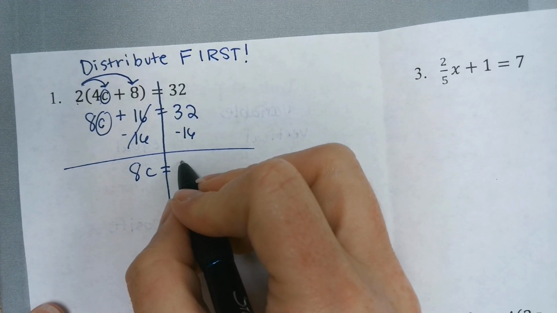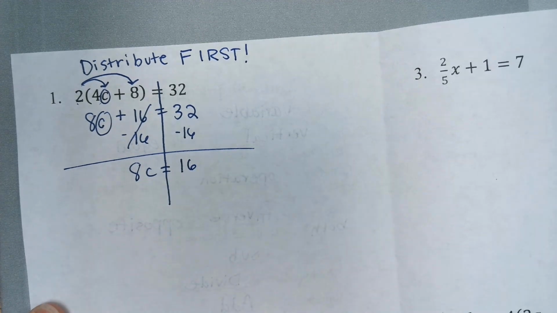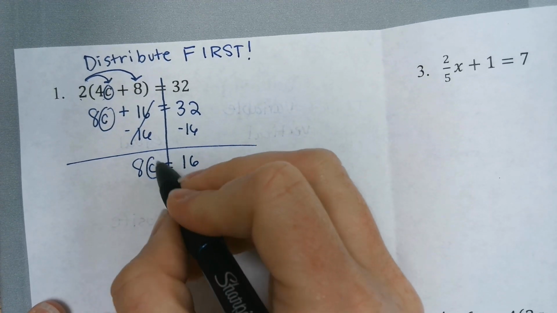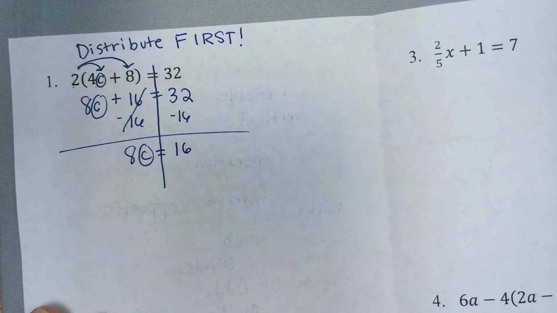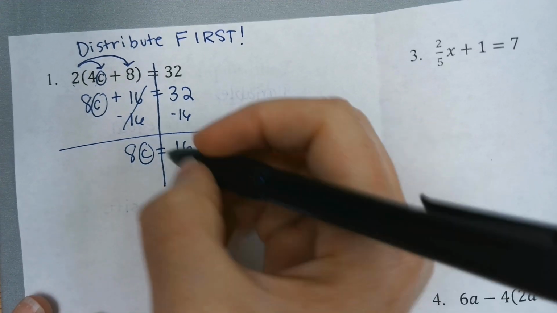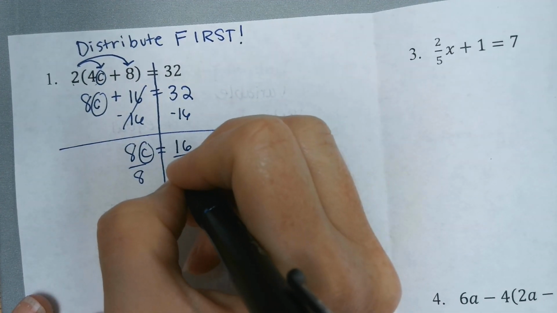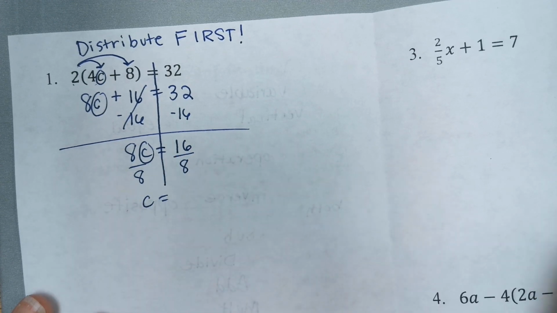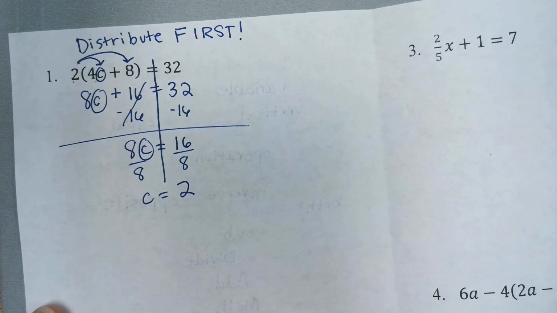What do we get? 16. Still got to get c by itself. What is being done to c, and what do we do about it? We divide both sides by 8, and what do we get? 2. Good.